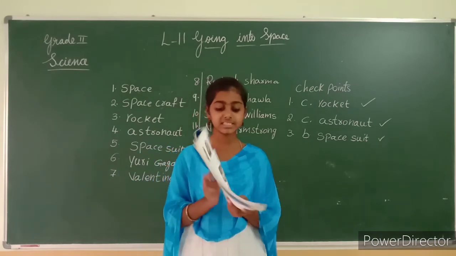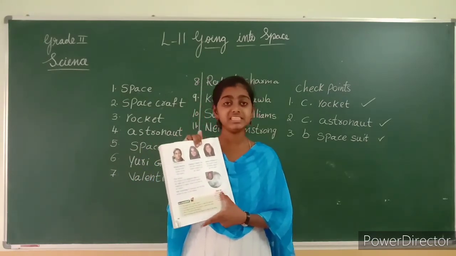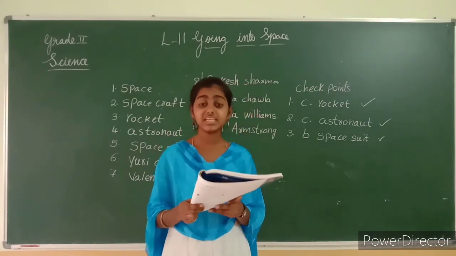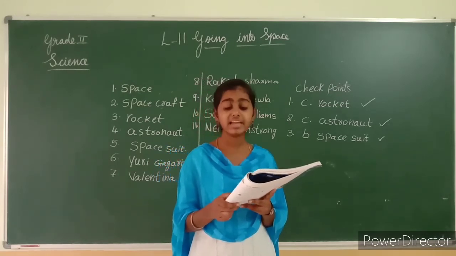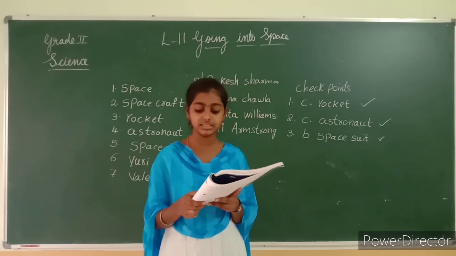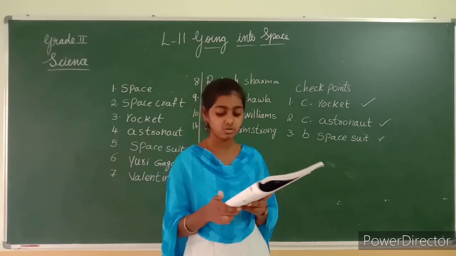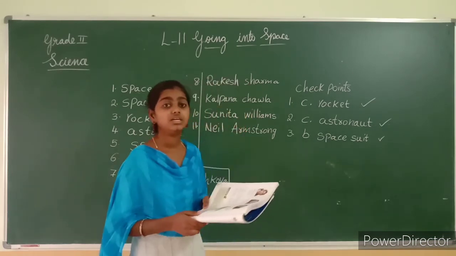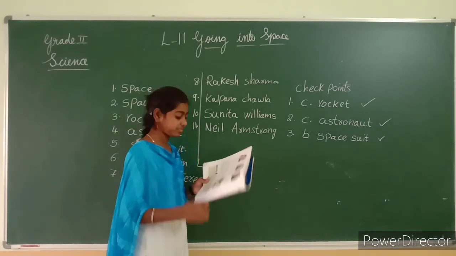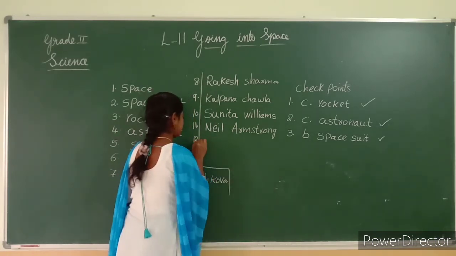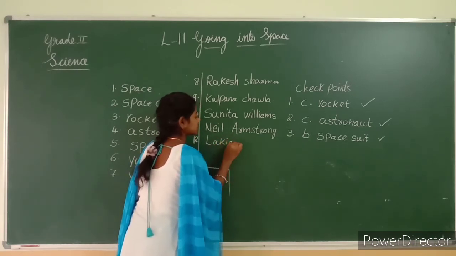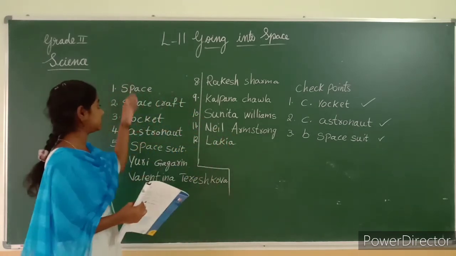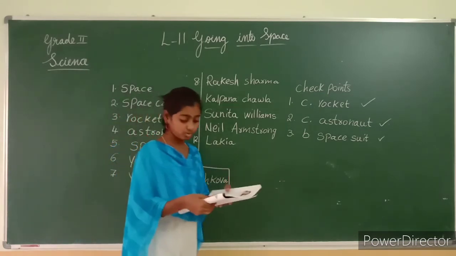Okay. Next here, one fact file is there, children. Listen. A Russian dog named Laika was the first animal to go around the earth in a spacecraft. What is the first animal? Dog. What is the dog's name? Laika. Underline that spelling also. Yes. All of you read all these spelling. Okay. Next.